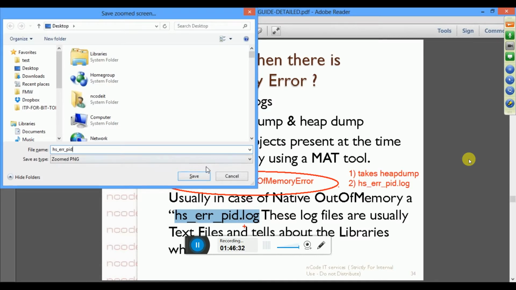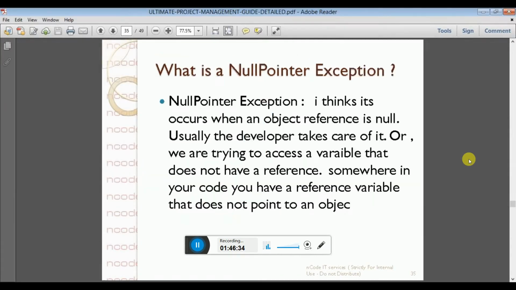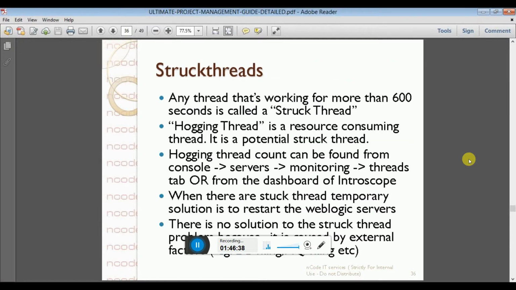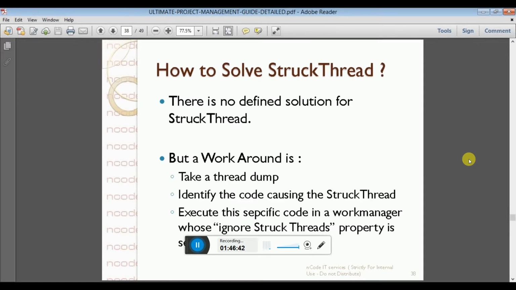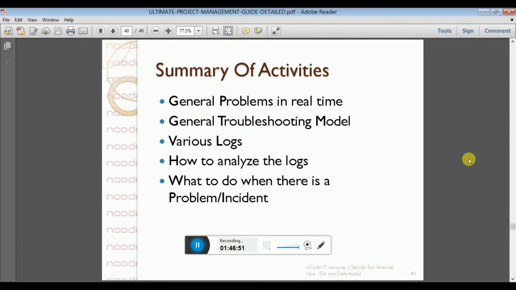Alright. So that's one thing. Then you talk about null pointer exception. Null pointer exception we talked about, stuck threads we talked about, reason for stuck threads, then how you solve a stuck thread. Then we also talked about how you kill a thread, not the JVM, the thread. Then troubleshooting is one thing that we talked about in performance tuning.